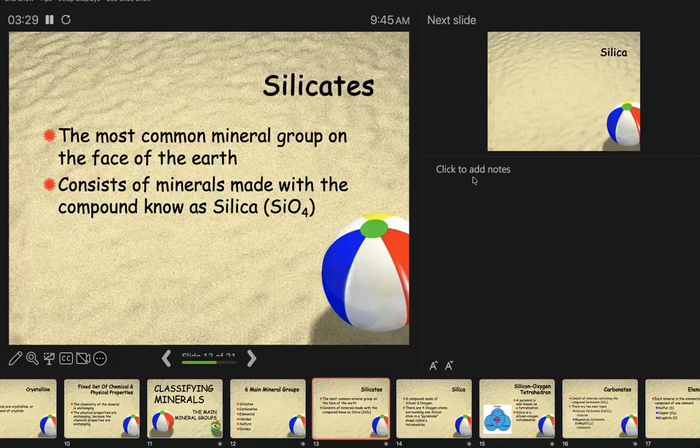For right now, though, we'll just kind of keep it straightforward. You already know that this is the most common mineral group at the face of the earth. You'll hear me say surface of the earth. I should probably be saying the crust of the earth.